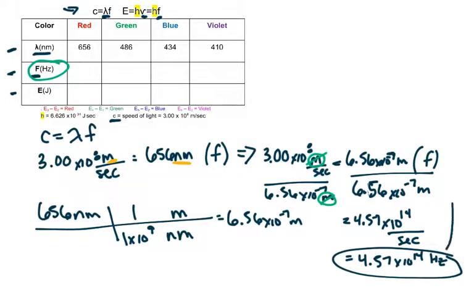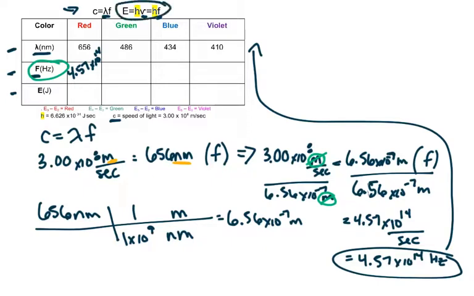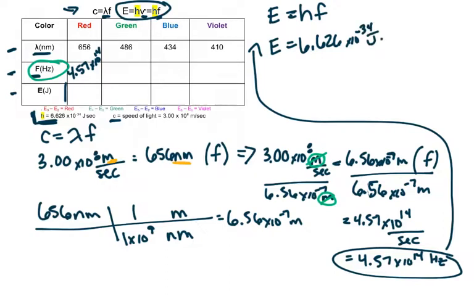Now I'm going to solve for energy. I'm just going to take this information up here. So I solved for frequency. It was 4.57 times 10 to the 14, and that was in hertz. Now I can take my frequency and put it into this equation. So E equals Planck's constant times frequency. Planck's constant is here, right below the table. So energy is what I'm looking for, this last box down here. My Planck's constant is 6.626 times 10 to the negative 34th joules times seconds.